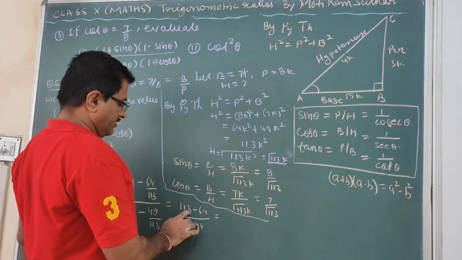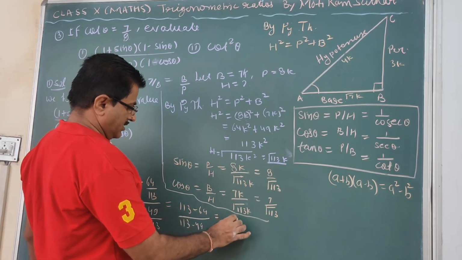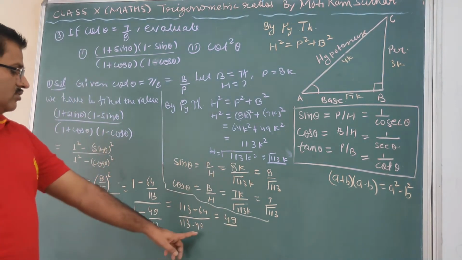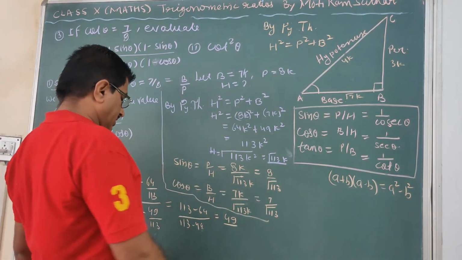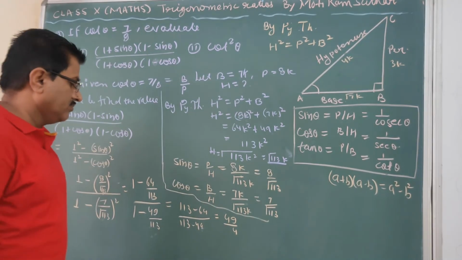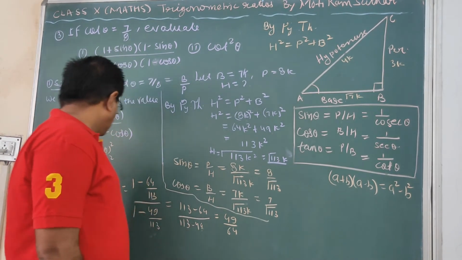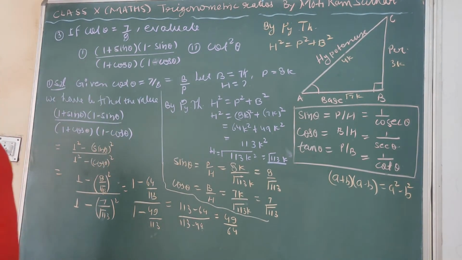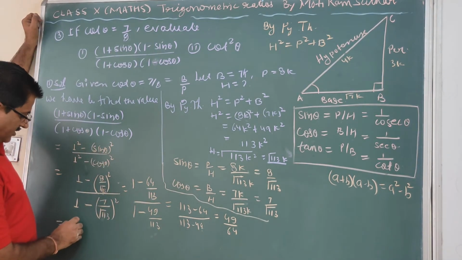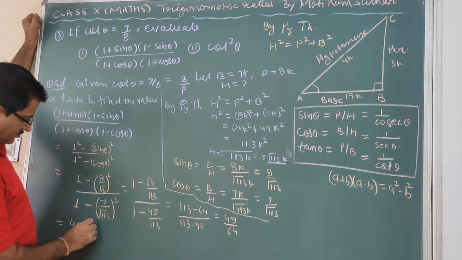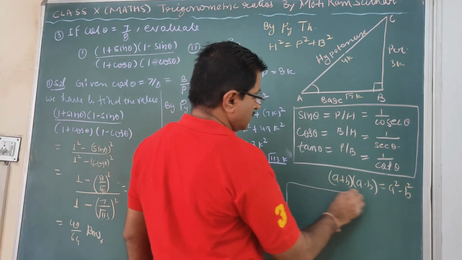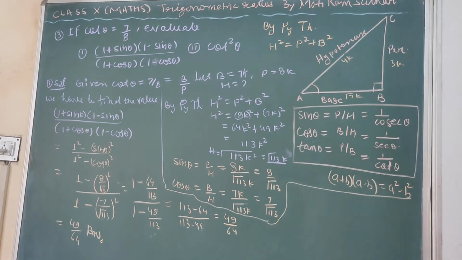Here, 113 minus 64: 13 minus 4 is 9, and 11 minus 6 is 5, that is 49. Similarly, separate 113 minus 49: 13 minus 9 is 4, and 11 minus 4 is 7, that is 64. So we get the value of this as 49 upon 64. So this is our answer, 49 upon 64. Clear? So write down this.